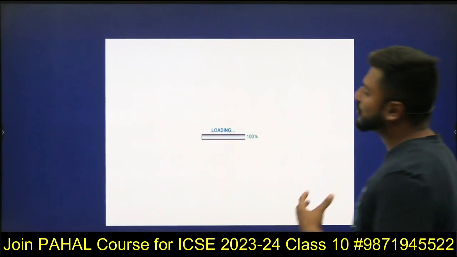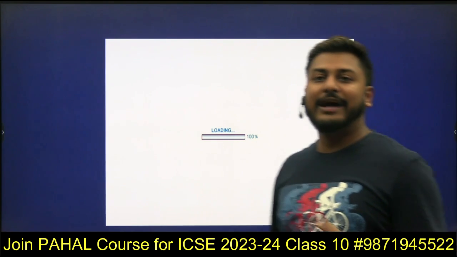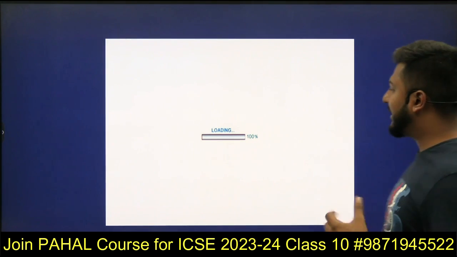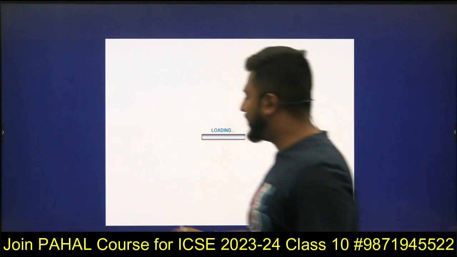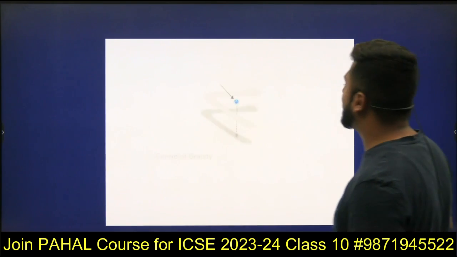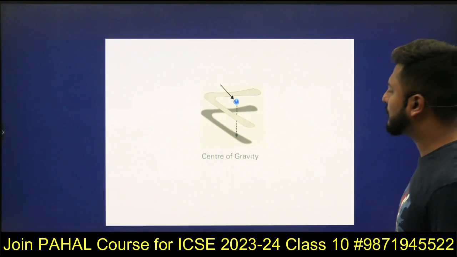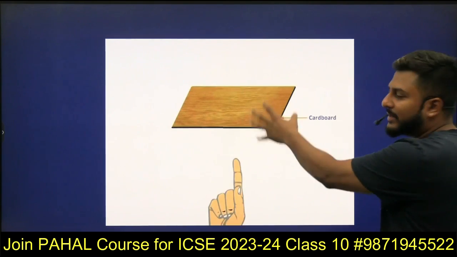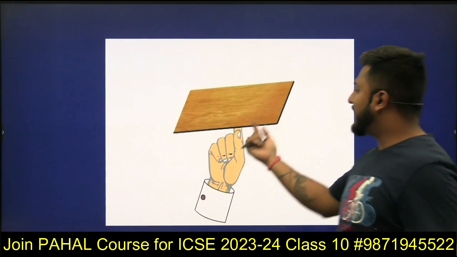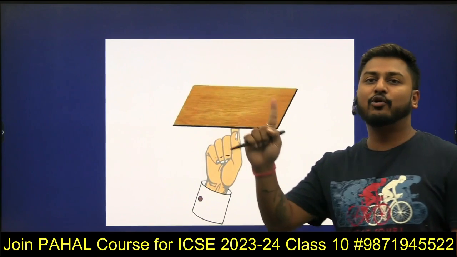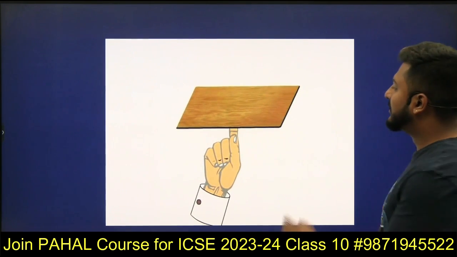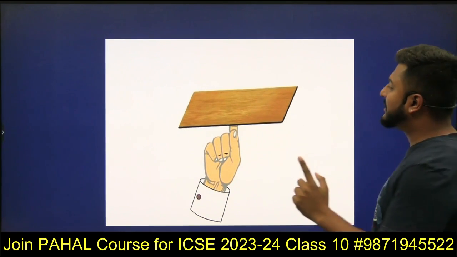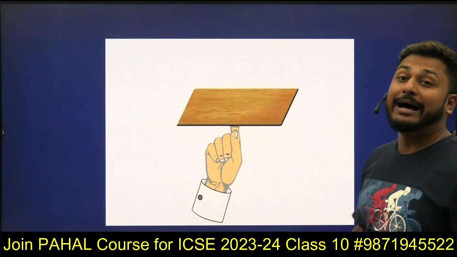Right. So now let's talk about center of gravity of irregular objects. First we'll be talking about center of gravity of irregular objects, and then we'll be talking about center of gravity of regular objects also. So what is center of gravity basically? Let's take an example. This is a cardboard, right? Now if we try to balance this cardboard on our finger, there is only one point on this cardboard at which we can balance it.